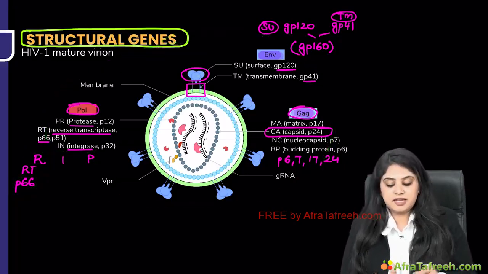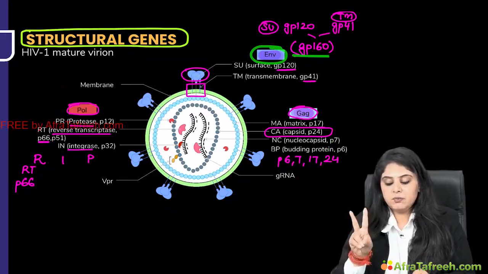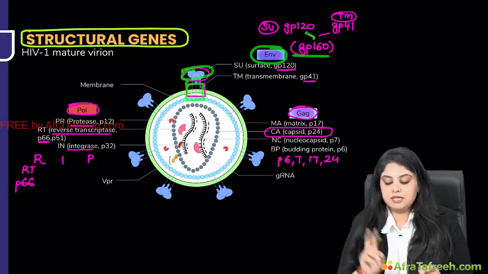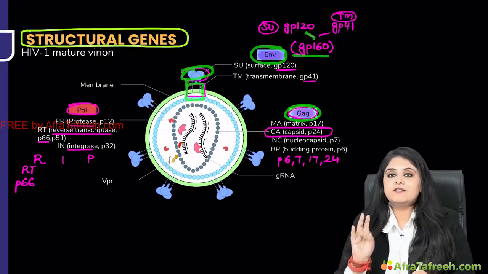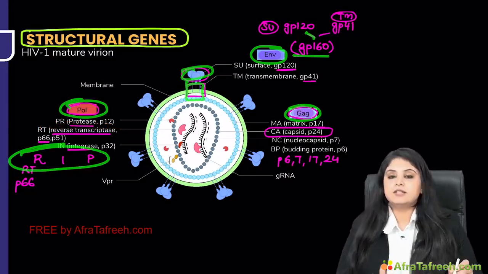I'm repeating once again. The envelope has GP160. 160 is divided into 2 parts. There is 120 and 41. GAG has 4 things, 6, 7, 17 and 24. Coming to Pol, Pol has 3 enzymes, that is RIP.